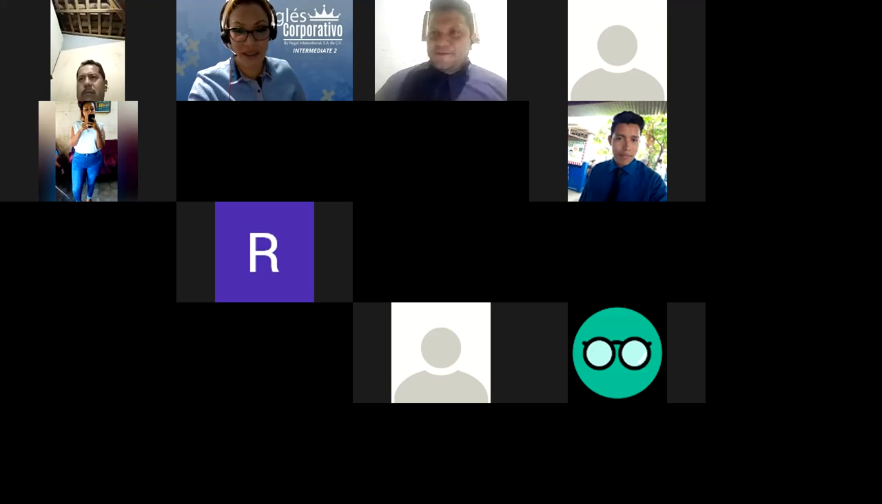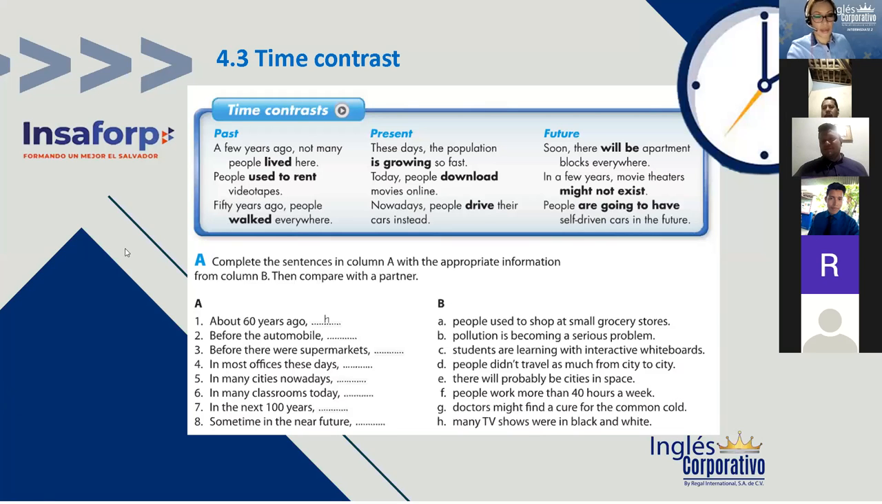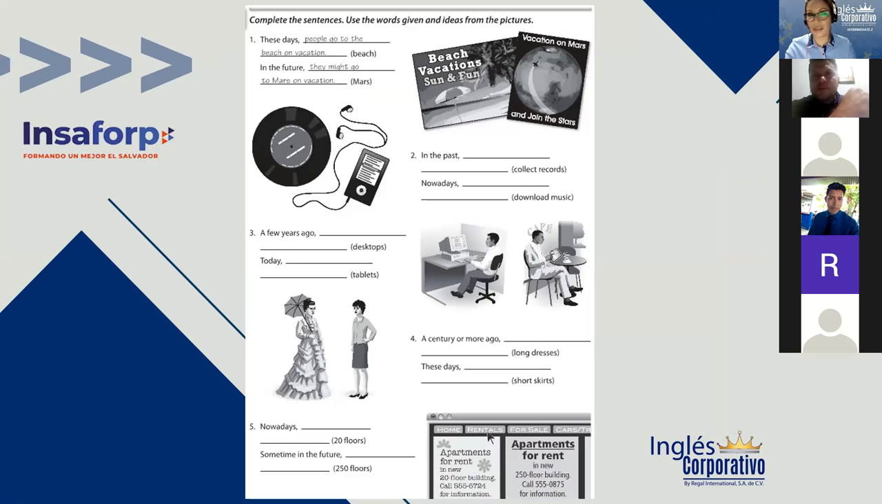Okay, good. Now we have another exercise. Let's check here. Okay, here we are. For the next exercise, we are going to complete the sentences using the words given and ideas from the pictures. So you see here, we have some words like, for example, these days. This expression is telling you that you're going to use simple present, right? These days. So that is the guide that you have.